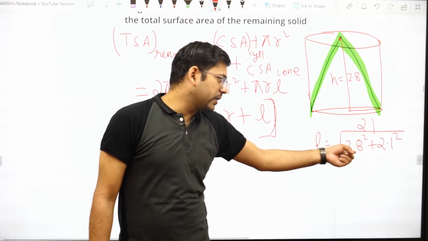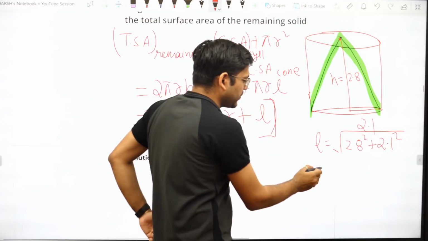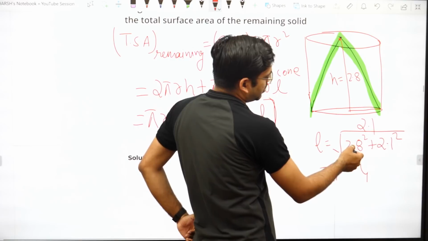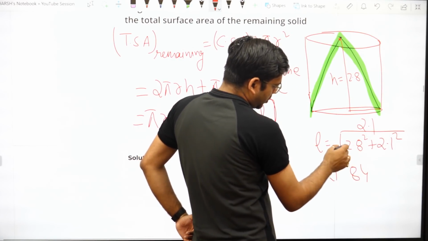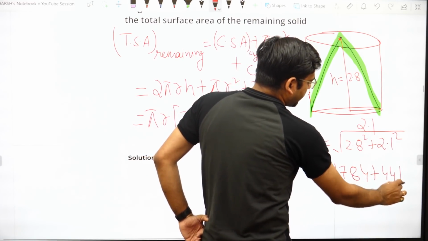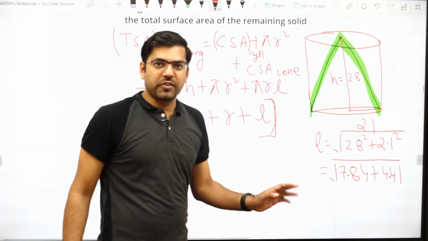This is 441 and this 28 square would be something. Shall I tell you? Okay, I'll tell you. No issues. This is root under 784 plus 441. Point and point, and thereafter do the addition and you will get the final value.